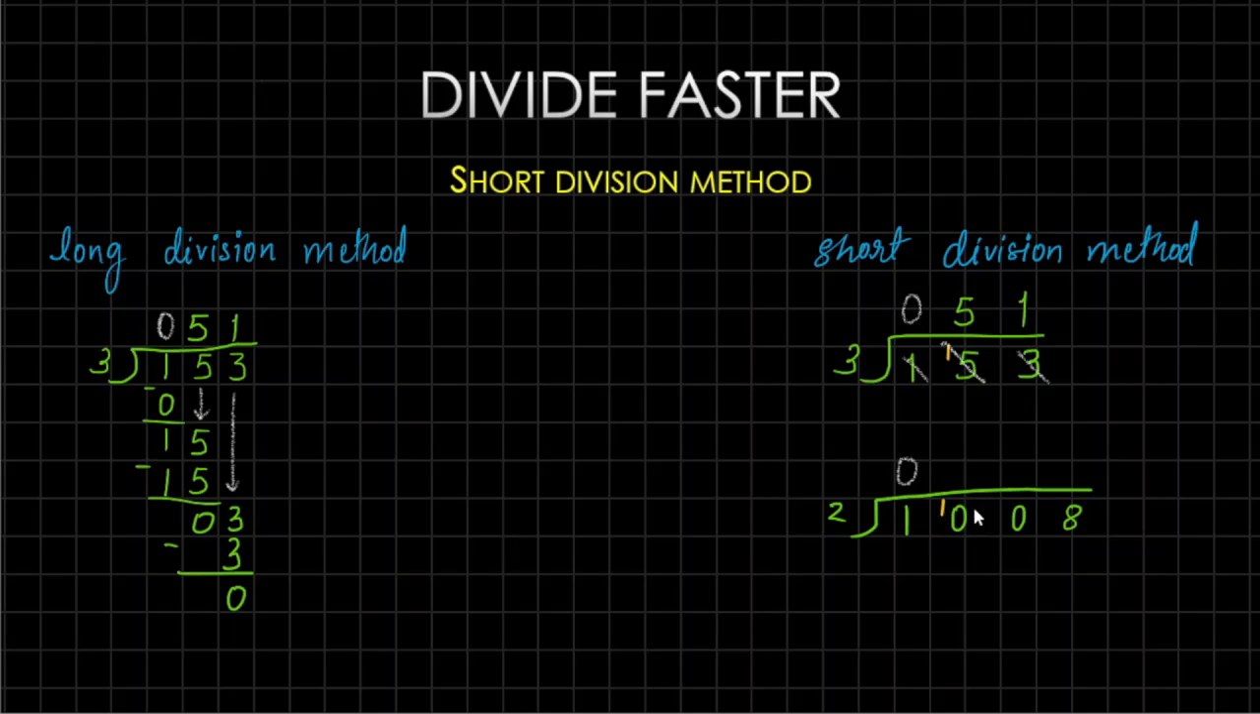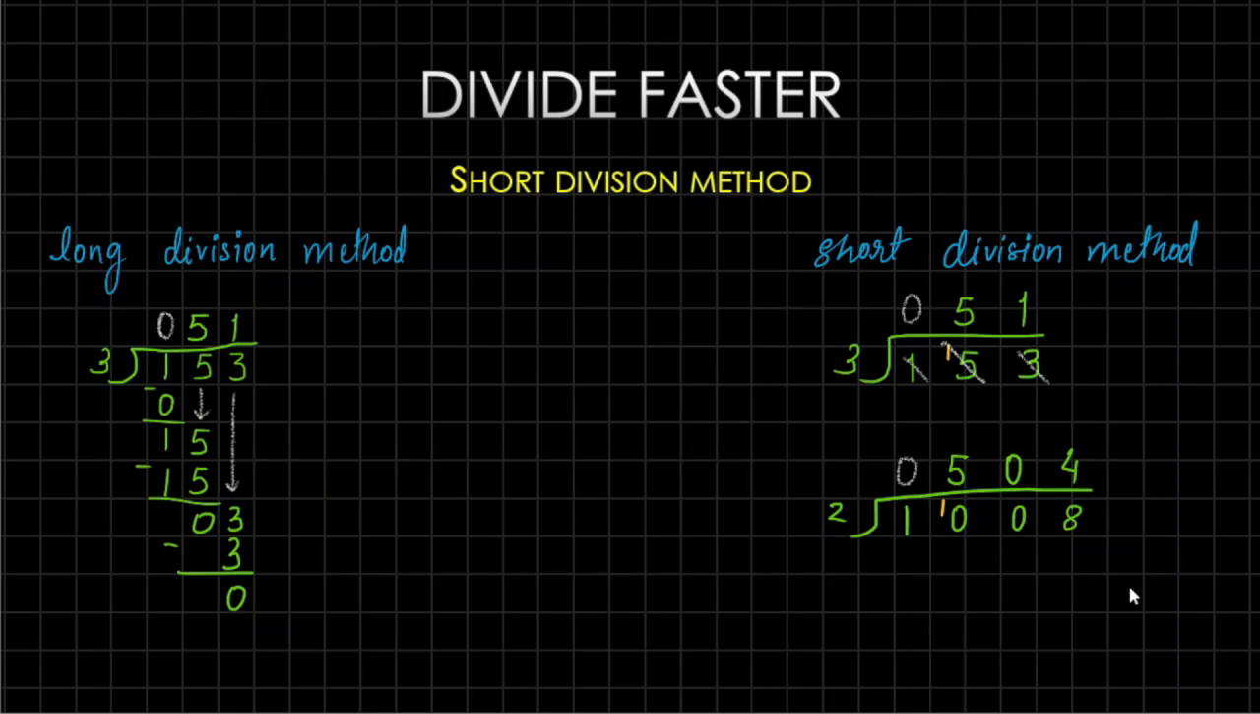Now my next number is 10. So 2 times how much is 10? 2 times 5 is 10. If I take away 10 from 10, nothing's left. Next is 0. 2 goes into 0, 0 times. I have to write a 0 over there. 2 times 0 is 0, so 0 minus 0 is 0. No need to write anything over here because there's nothing left from here. Next number is 8. So 2 goes into 8 4 times.